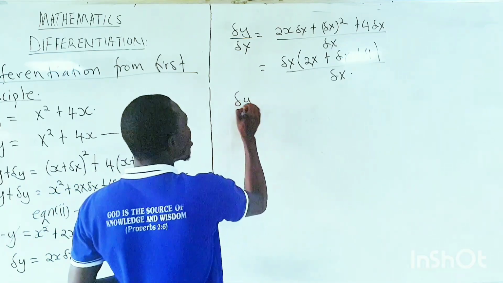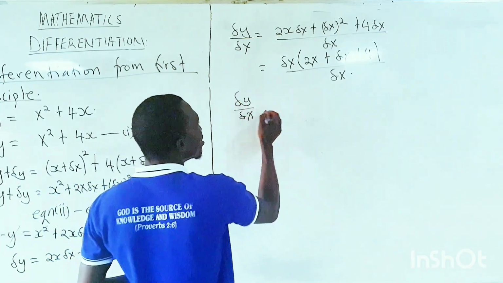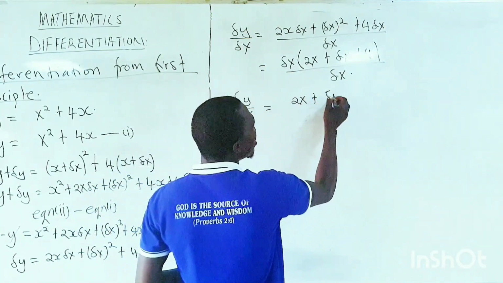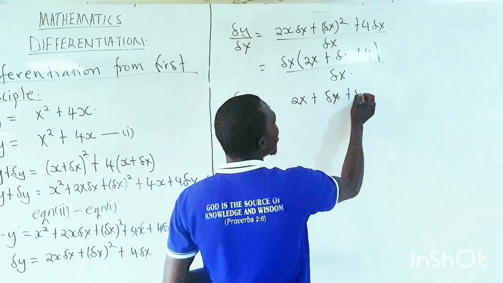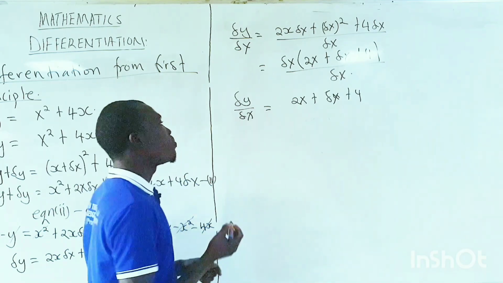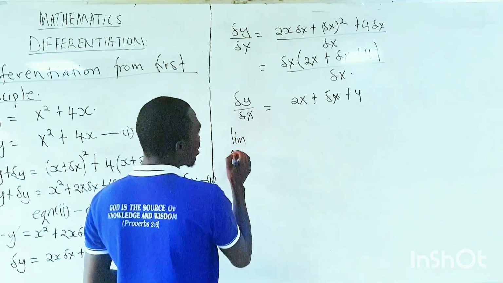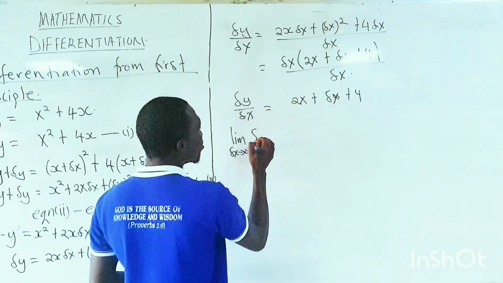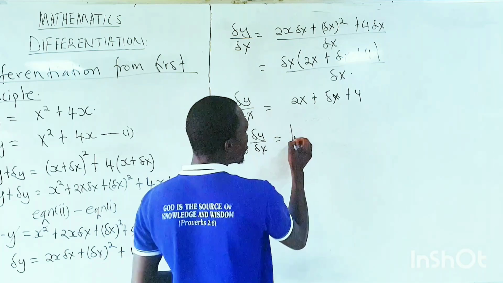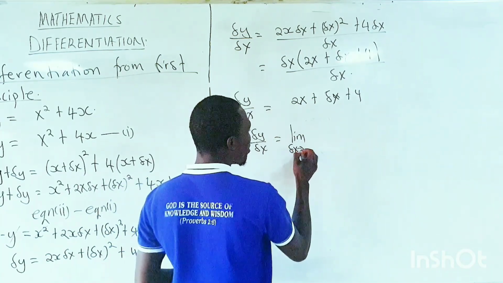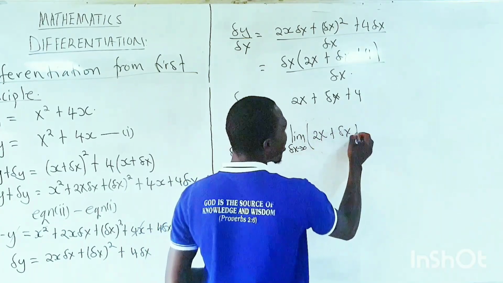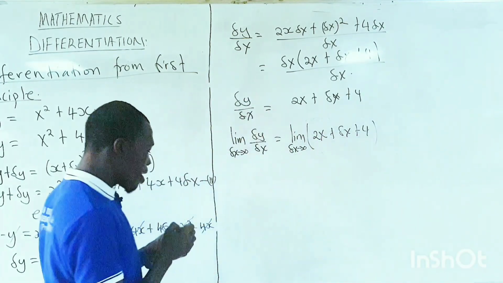So we shall have delta y over delta x to be the same as 2x plus delta x plus 4. Then we take the limit on both sides. We shall have limit as delta x approaches 0 of delta y over delta x equals limit as delta x approaches 0 of 2x plus delta x plus 4.